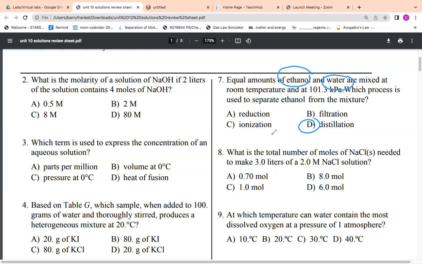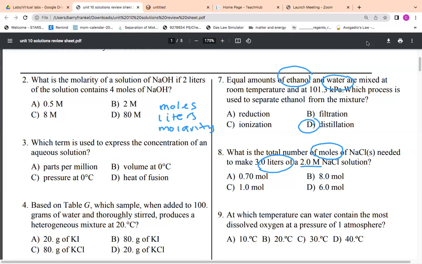Number 8, what is the total number of moles of sodium chloride needed to make 3 liters of a 2 molar sodium chloride solution? This is another molarity question. If I get to a question and they're throwing out a lot of numbers and units, and I don't know what formula to use, I would circle the things that they're giving me. They're asking for the total number of moles, so I know they're giving me something with moles. They're also telling me liters, and I see 2M, that's molarity. So this is definitely the molarity formula.